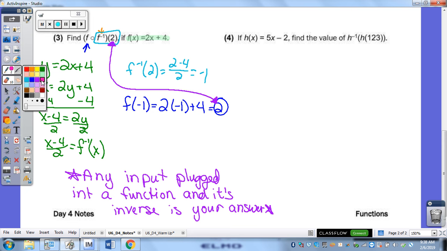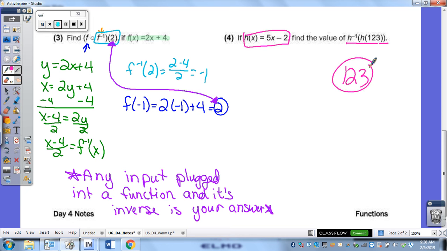So if we take a look at number 4, we have h of x equals 5x minus 2. They want us to plug it into h of x and then into the inverse of h of x. So again, whenever it's the function and its inverse, we don't have to sit here and figure out what the inverse is like we did on the last one. 123 is getting plugged into both the original function and then its inverse. So that means our answer is 123. So you don't even have to do all the work for that. You can just remember that one little rule.